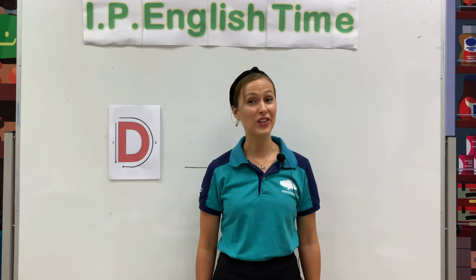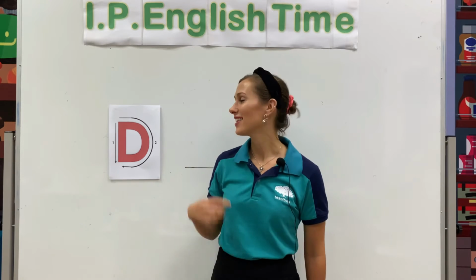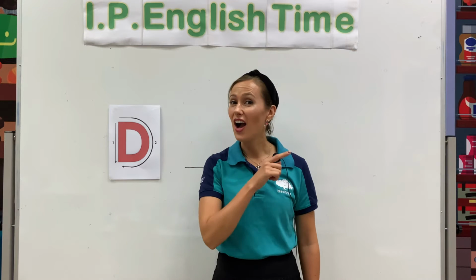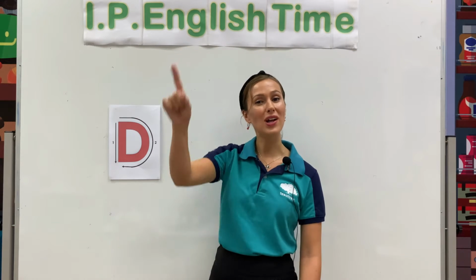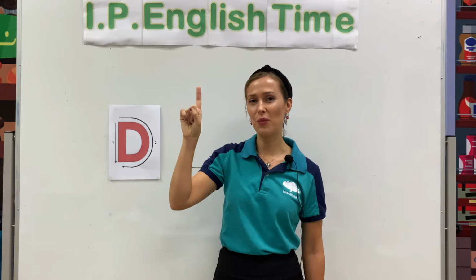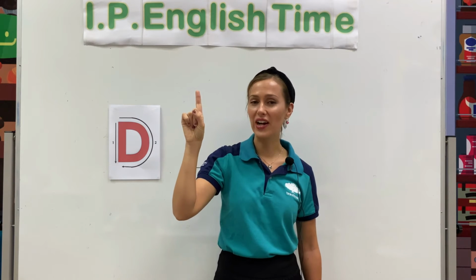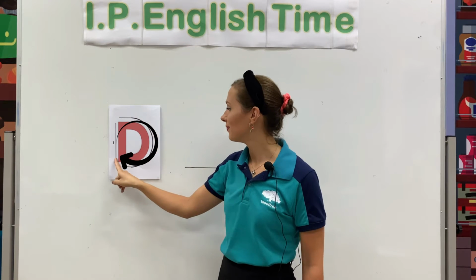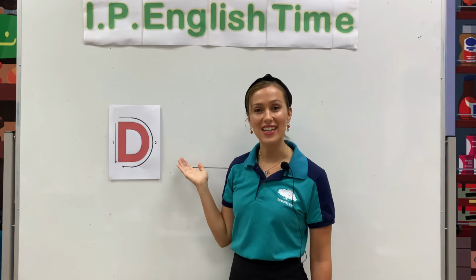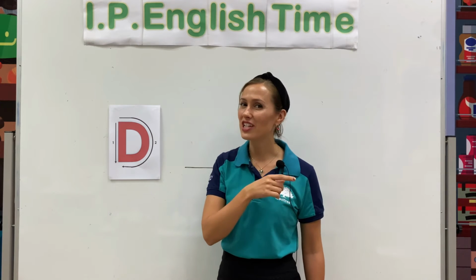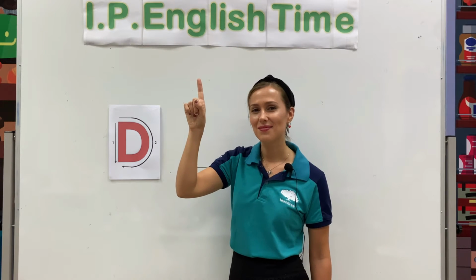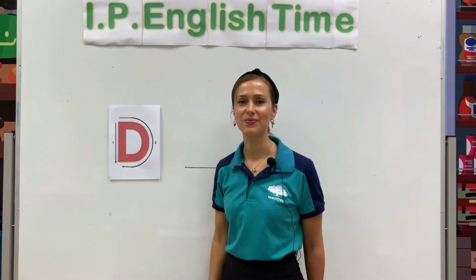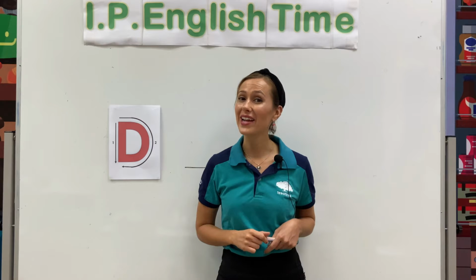Now it is time to learn how to write the capital letter D, the big letter D. Okay, if you are ready, put one finger up please, and we will trace the big letter D together. 1, 2. Capital letter D. Let's do that one more time. One finger up, please. 1, 2.